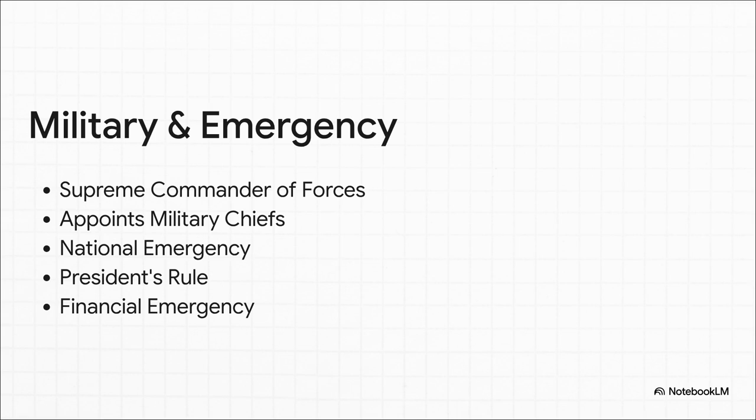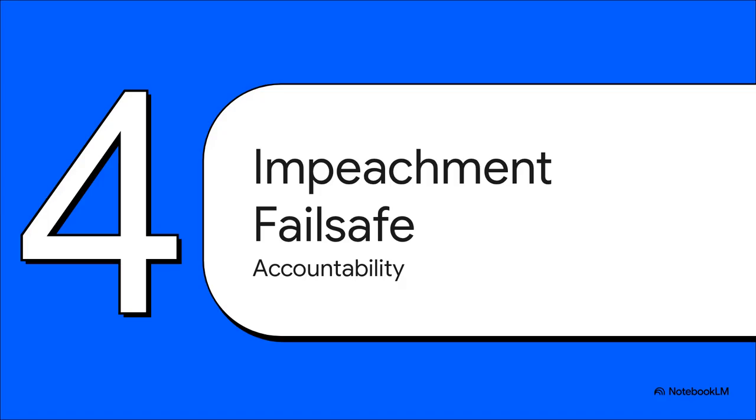But it's during a crisis where this office holds truly staggering authority. The president manages 3 types of constitutional emergencies. You've got national emergency under Article 352, president's rule over the states under Articles 356 and 365, and financial emergency under Article 360. Section 4, the impeachment failsafe, and how the Constitution ensures ultimate accountability.